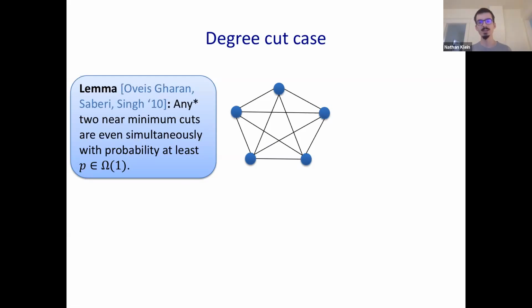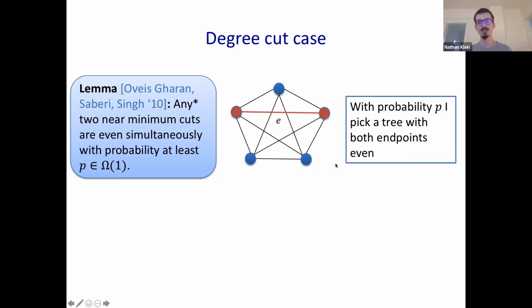So in this case, we can use a lemma which was proved in the paper from Aveskaran, Sabharwal, Singh in 2010, that any 2 near minimum cuts are even simultaneously with probability at least some constant p. And there is one important exception, hence the star, but I'm not going to go into that in this talk. But given this, the degree cut case is now easy. Pick any edge e. It's only in 2 near minimum cuts, its endpoints. Then with probability p, the tree that's picked has even intersection with both of its endpoints due to this lemma.